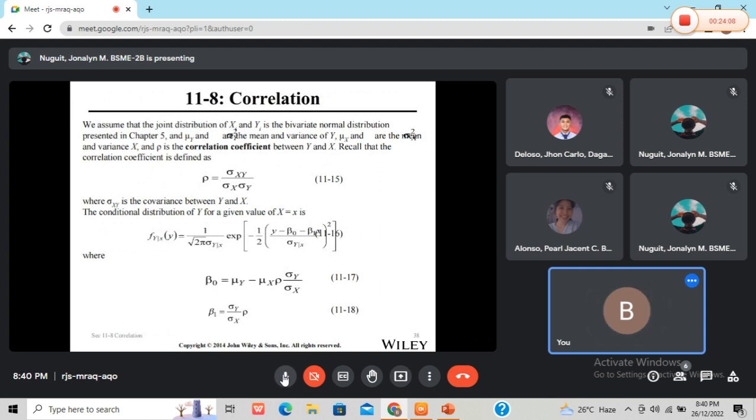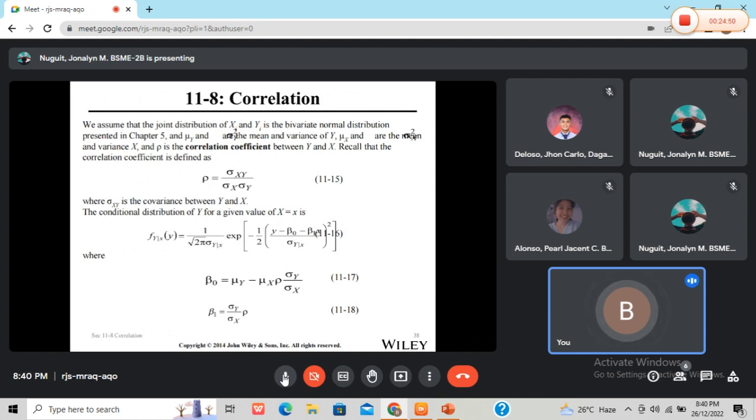So the correlation coefficient is a numerical measure of the strength of association between the independent variable x and the dependent variable y. The correlation coefficient is defined as rho equals sigma xy over sigma x times sigma y, where rho is the correlation coefficient, sigma xy is the covariance between y and x, and sigma x and sigma y are the population standard deviations.